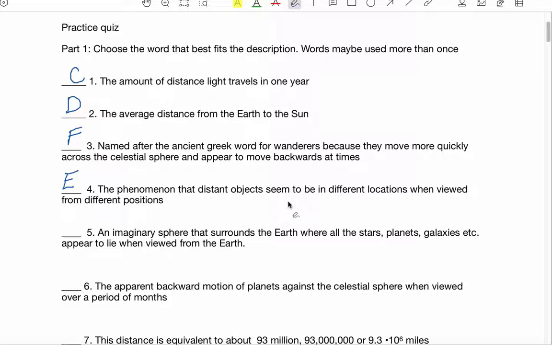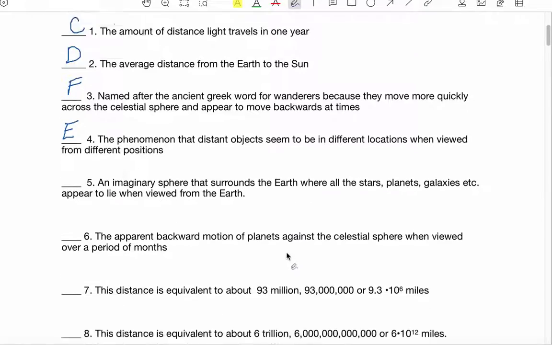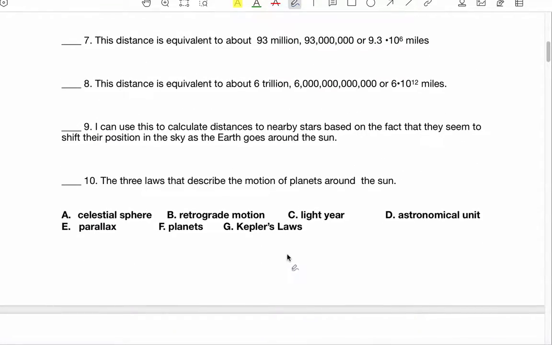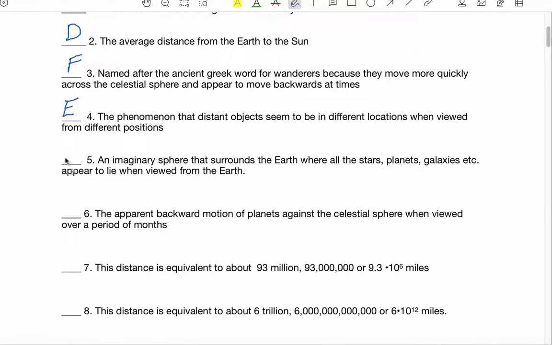Next, an imaginary sphere that surrounds the Earth, where all the stars, planets, and galaxies appear to lie when viewed from Earth. Now, this is something that has been discussed in the Behind the Curve documentary, and although there really isn't a dome surrounding the Earth, we know that, it is a useful construct, this imaginary sphere, and it is actually called the celestial sphere.